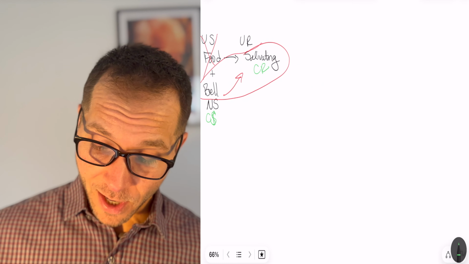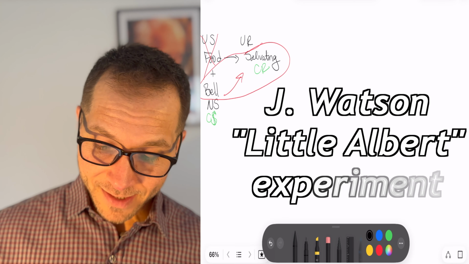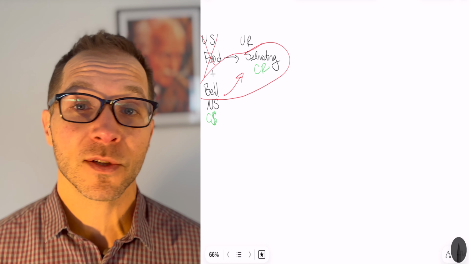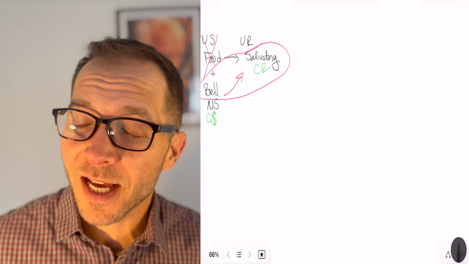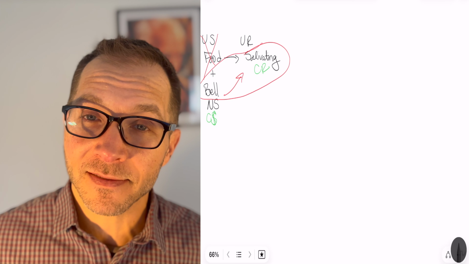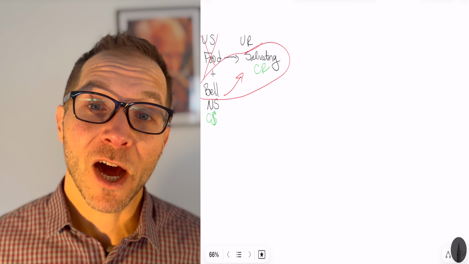Let's talk about another story I'm sure you've heard. John Watson. John Watson was also in the field of classical conditioning. He didn't use dogs in his experiments. He used orphan children, which at that time was still okay for some reason. His most famous example is called Baby Albert, or Little Albert.